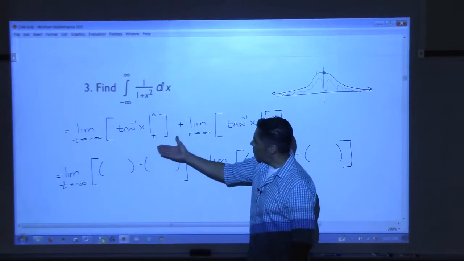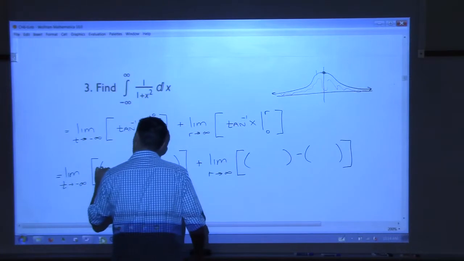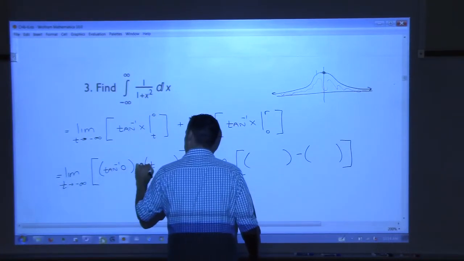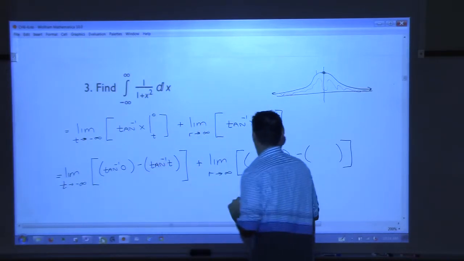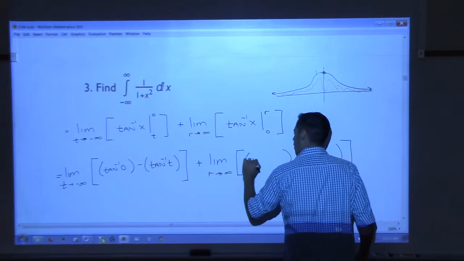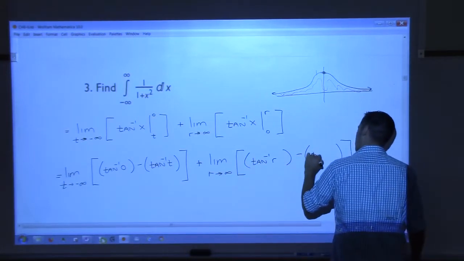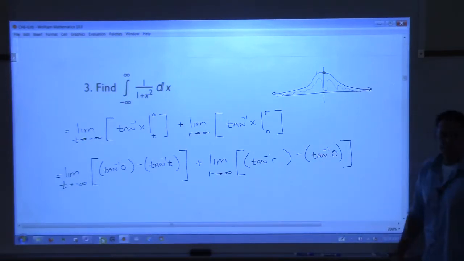All right, so this one right here, 0 first, right? Arctangent of 0. And then the other one is arctangent of t. And then on this one, it's arctangent of r, and then arctangent of 0. You with me?